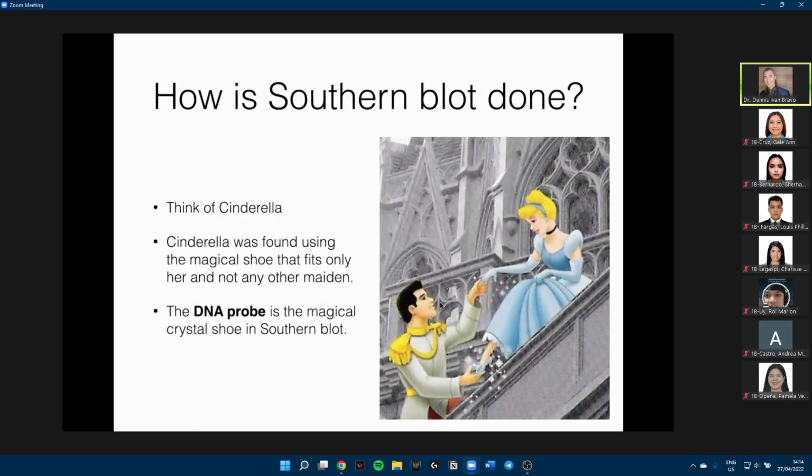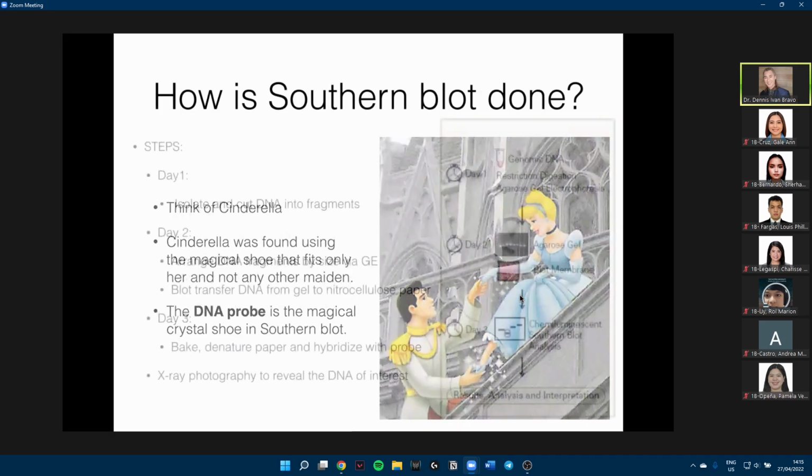How is Southern blot done? Just think of Cinderella. Cinderella was actually found using a magical shoe that fits only her and her alone and not any other maiden. So we can liken Cinderella to the DNA that we are looking for in a complex mixture, while the magical shoe can be likened to the probe that has affinity only to Cinderella.